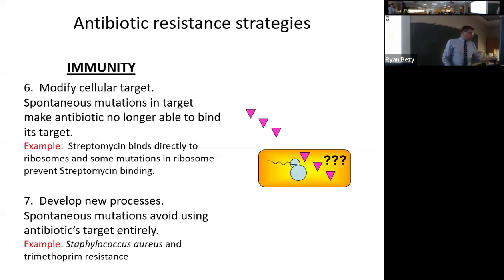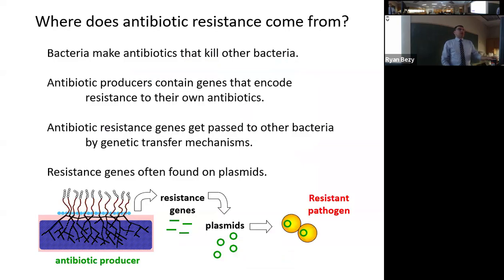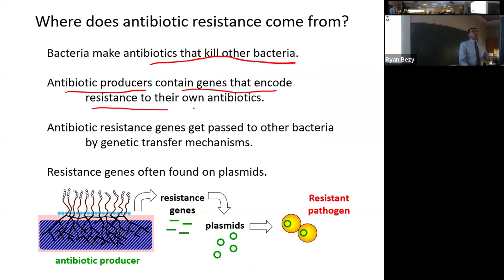Okay. Resistance genes, the last thing that I want to talk about. How do bacteria become resistant to antibiotics? Again, bacteria make antibiotics that kill other bacteria. Antibiotic producers, though, have to contain genes that can code resistance to their own antibiotics.